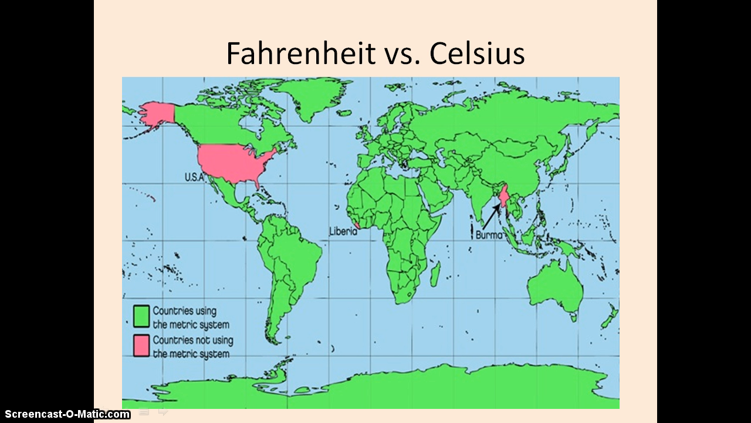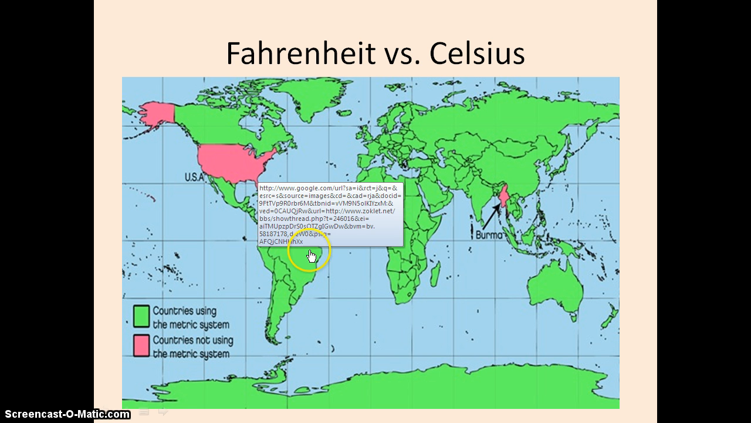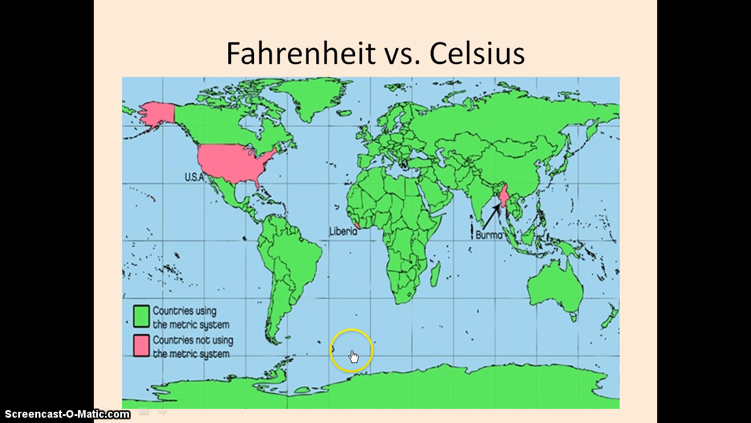To start off, we need to take a look at the differences between Fahrenheit and Celsius, because taking a look at this map of countries using the metric system versus countries not using the metric system, us, USA, good old USA, as well as the thriving metropolises of Liberia and Burma, are the only three countries in the world that do not use Celsius to measure temperature. We are being stubborn and using Fahrenheit. So because of that, we need to get comfortable with converting between Fahrenheit and Celsius in order to be like the rest of the world.